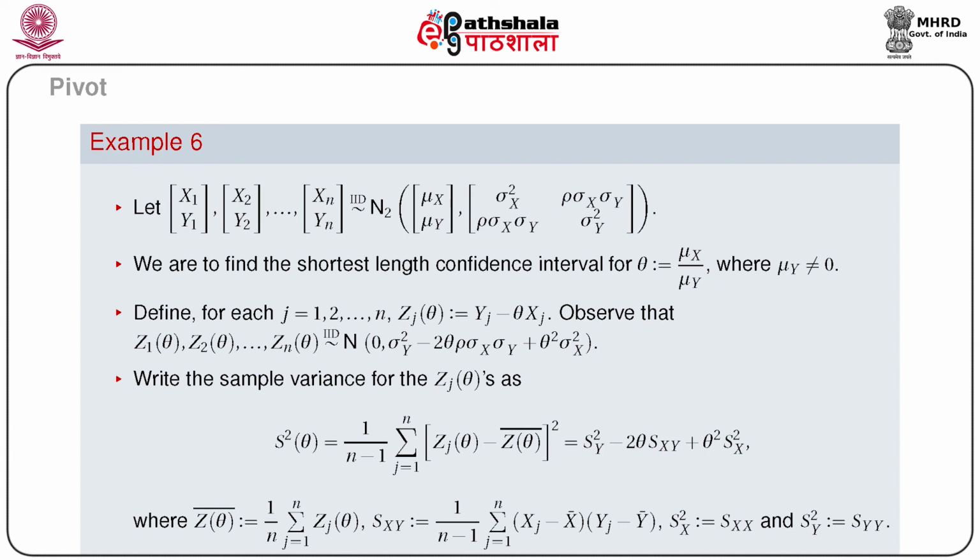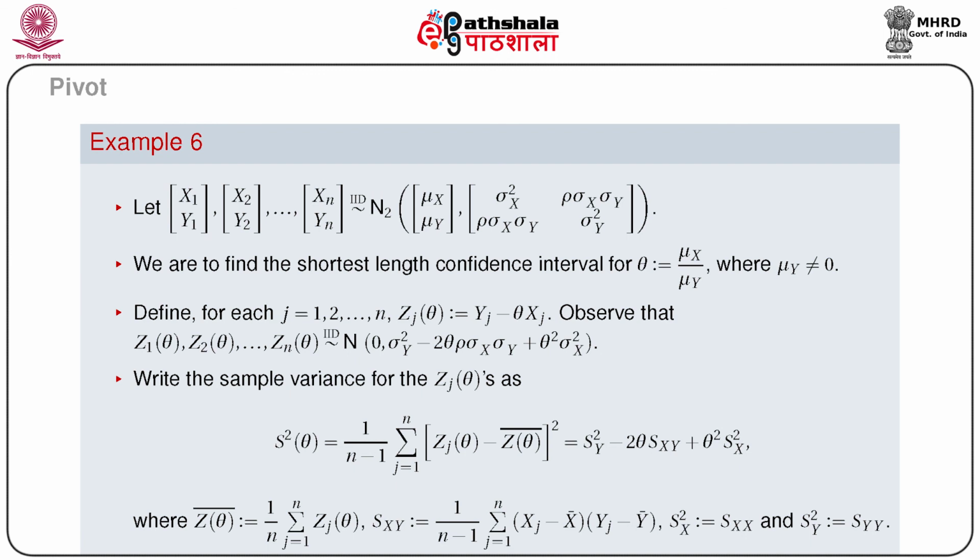Let (x1, y1), (x2, y2), ..., (xn, yn) be n pairs of observations drawn from a bivariate normal population with parameters mu1, mu2, sigma1 squared, sigma2 squared, rho. And we want to find the shortest length confidence interval for the parameter theta, which is equal to mu1/mu2, the ratio of the means. Here mu2 is not equal to 0. Let us define zi = yi − theta xi. It follows normal with mean 0 and variance sigma2 squared − 2 theta rho sigma1 sigma2 + theta squared sigma1 squared.